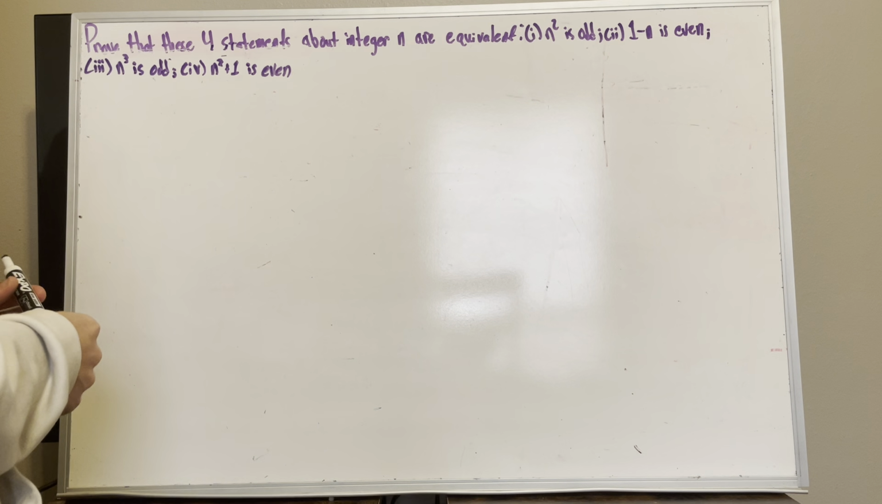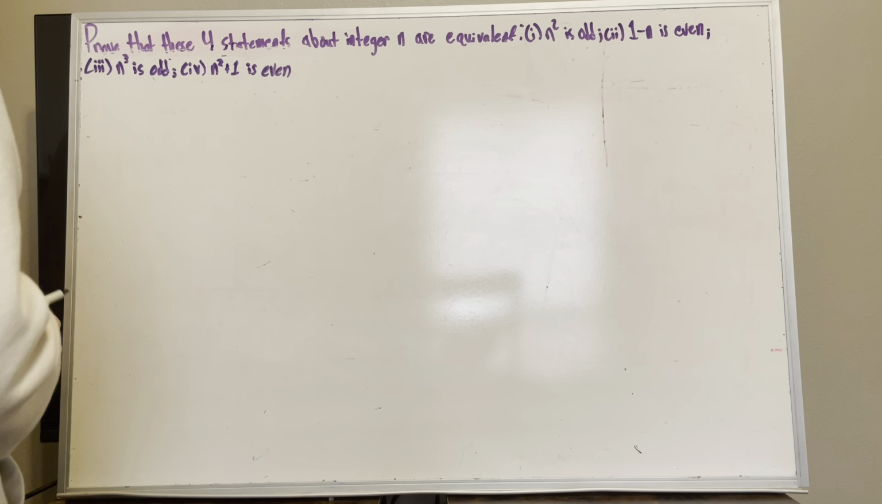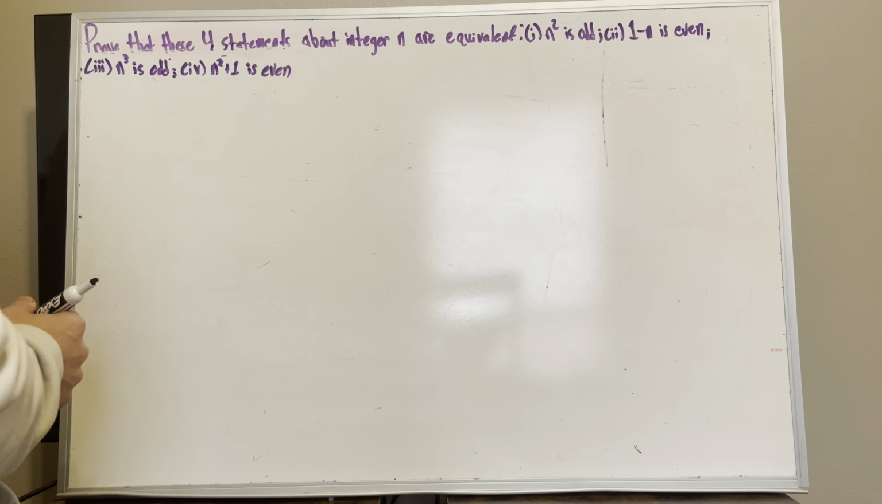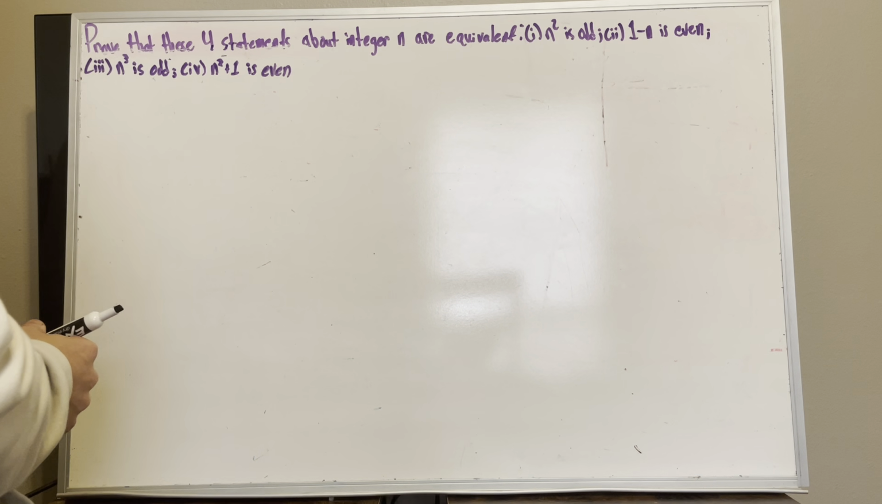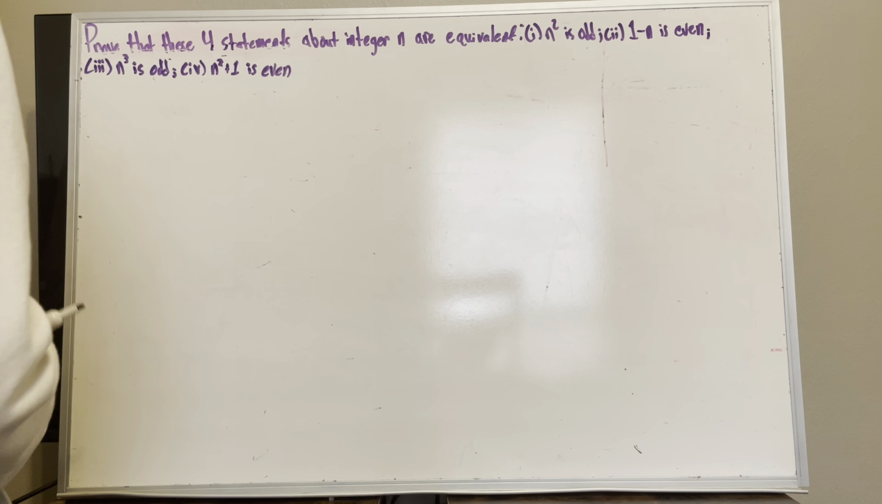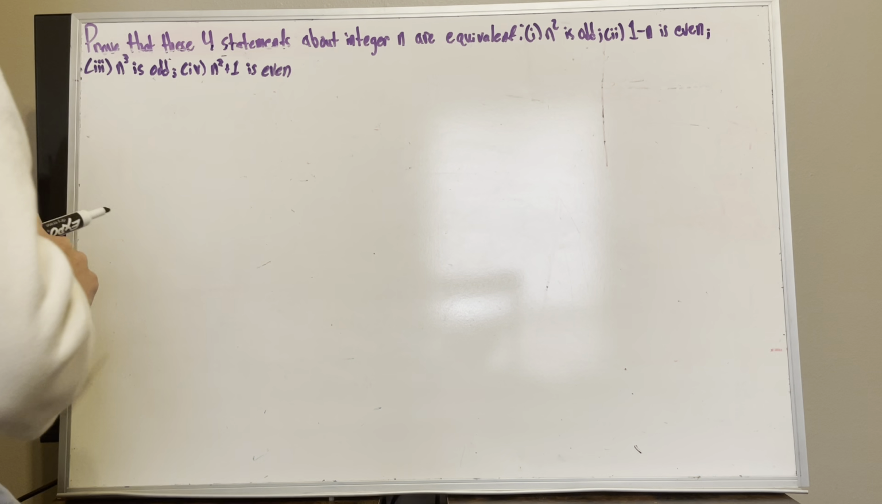This is from Homework 1, section 1.7, question number 44. It reads, prove that these four statements about integer n are equivalent. Statement 1 is n squared is odd. Statement 2 is 1 minus n is even. Statement 3 is n cubed is odd. And statement 4 is n squared plus 1 is even.